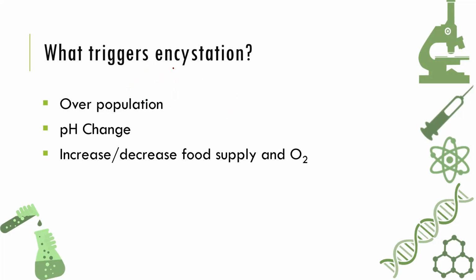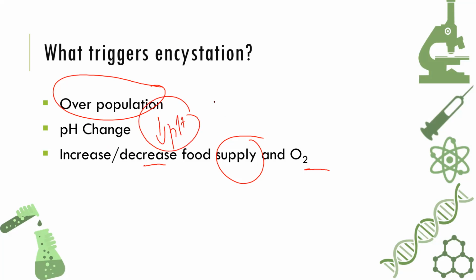And what are those? Overpopulation. Remember that the trophozoite is the feeding stage. If there is an overpopulation of trophozoites, there will be a decrease in food supply and oxygen. Thus, it requires them to transform into the cystic stage because that is not the feeding stage. And if there is a decrease in pH, meaning the environment becomes acidic, then it will trigger them to form into a cystic stage.